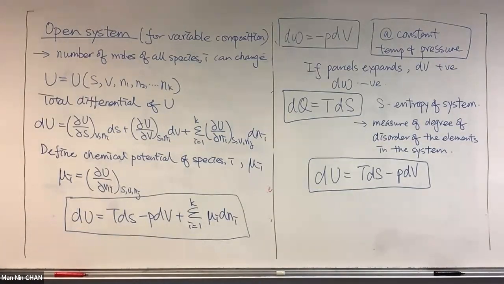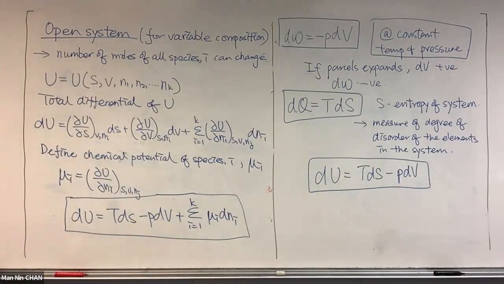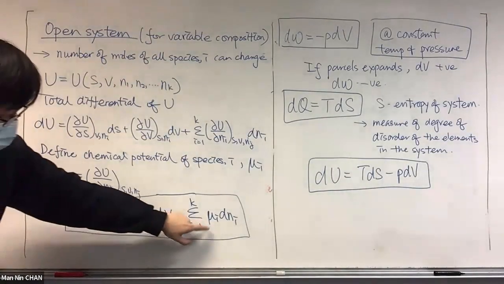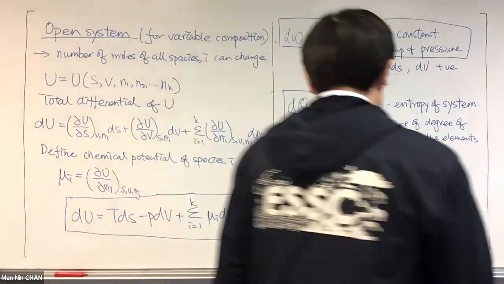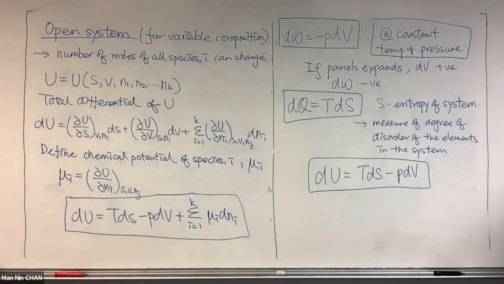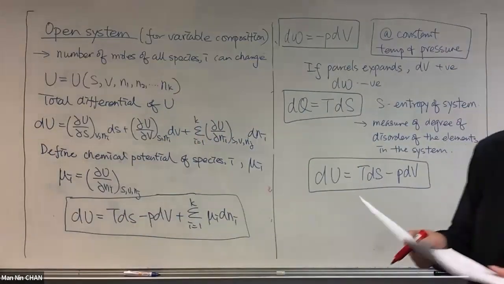So this is the equation for an open system here, or you can say it allows a variable composition in your system. So then you just add these terms here. So this is a closed system, this is just a system. Open means that you have a variable composition here. Okay, so one thing we're going to talk about is this equation here.